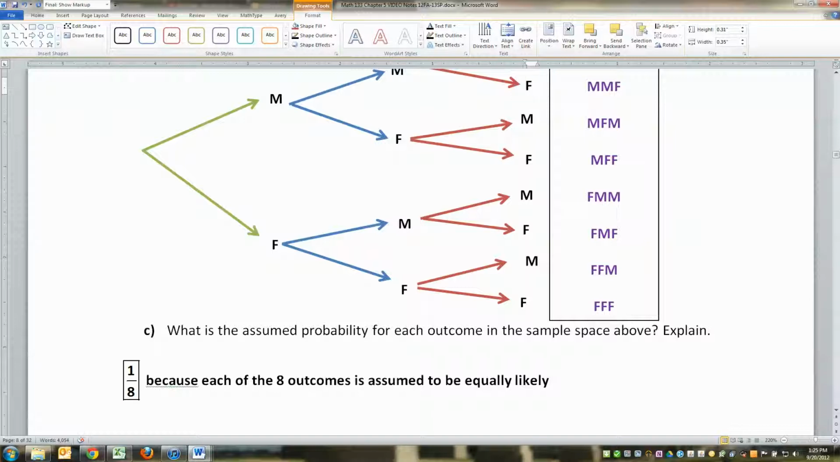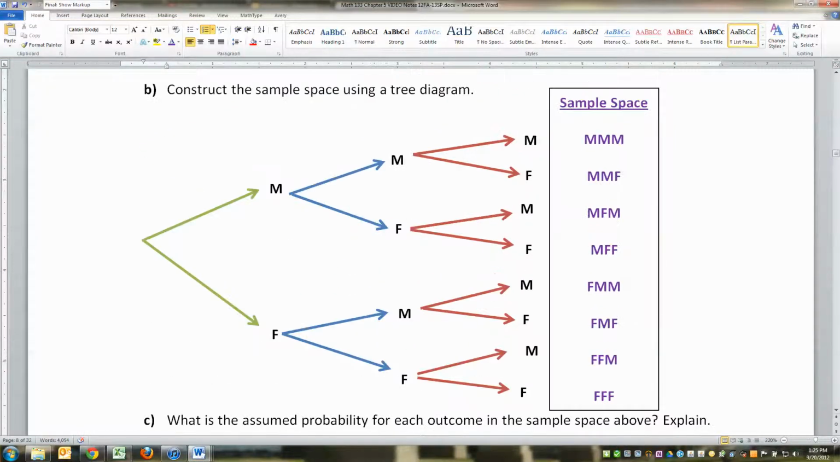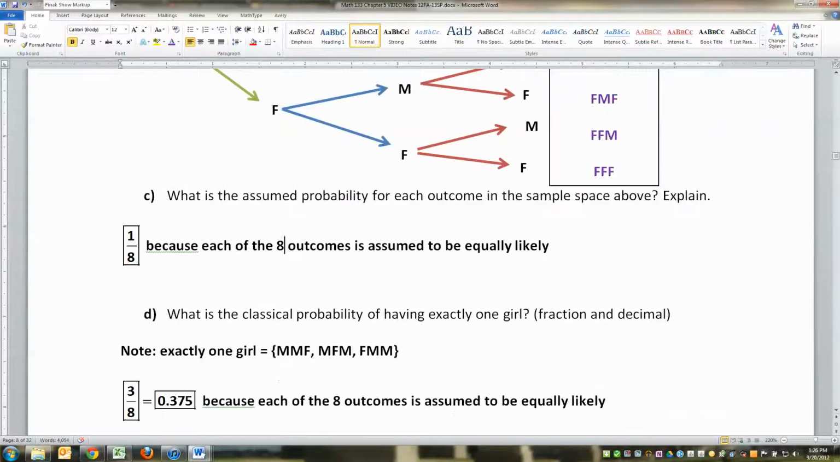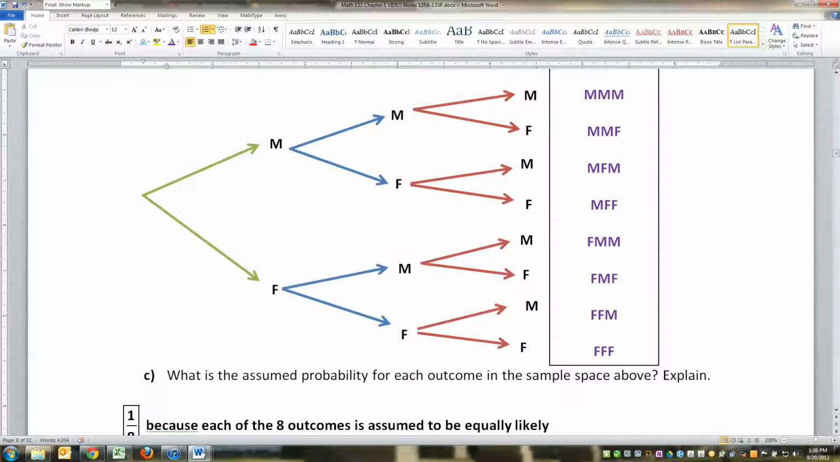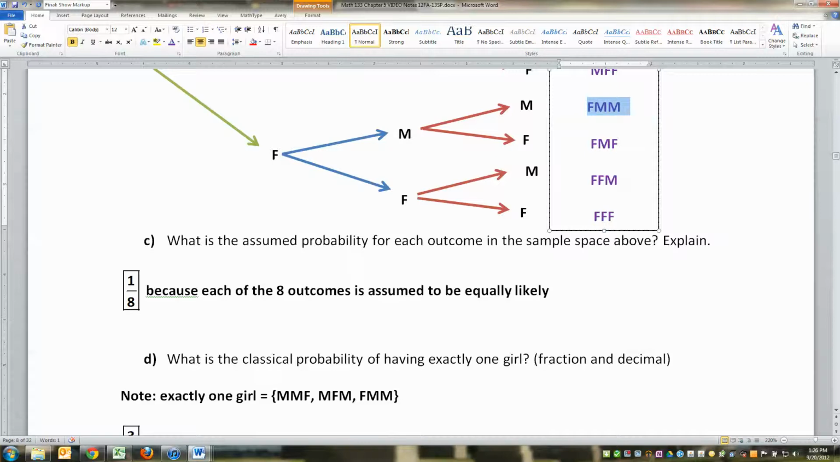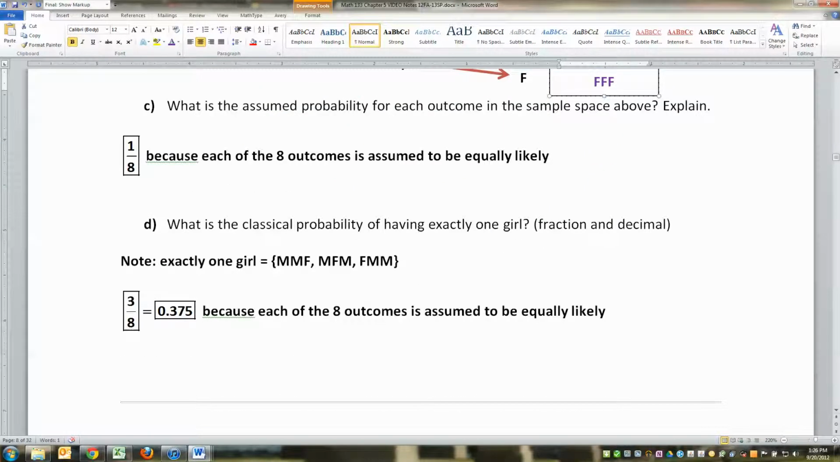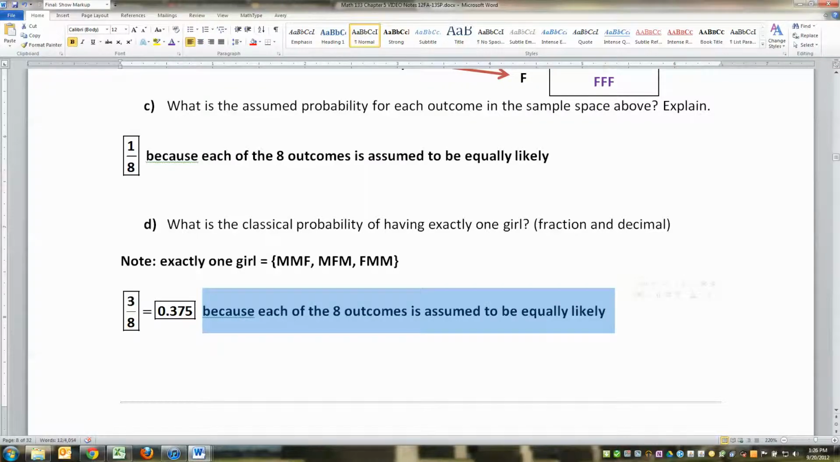All right, what is the assumed probability for each outcome in the sample space above? Well, there's 8 possible outcomes: 1, 2, 3, 4, 5, 6, 7, 8. So that would be 1 out of 8 because you assume that all 8 outcomes are equally likely. So what's the probability of having exactly 1 girl? That's male, male, female; male, female, male; and female, male, male. Those 3 options out of a total of 8, and that's 0.375. Okay, I don't know what I was doing there.